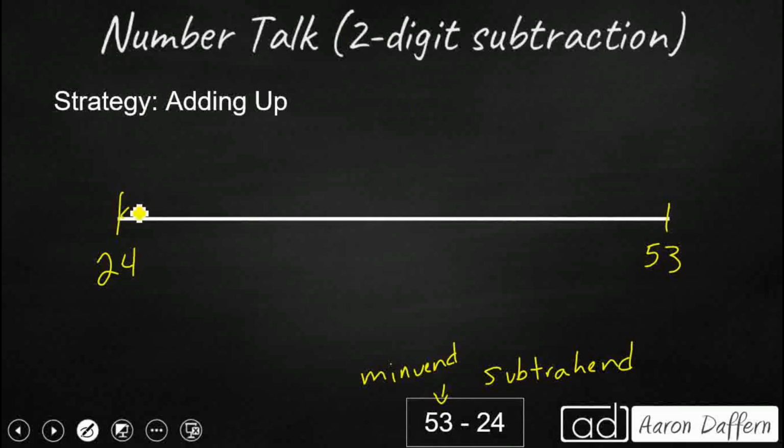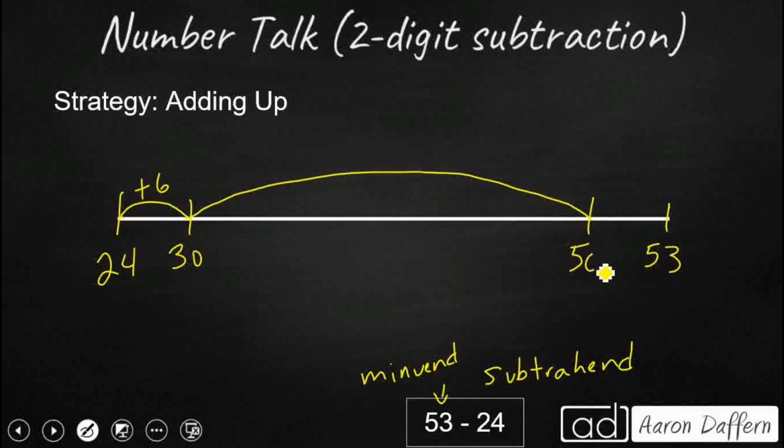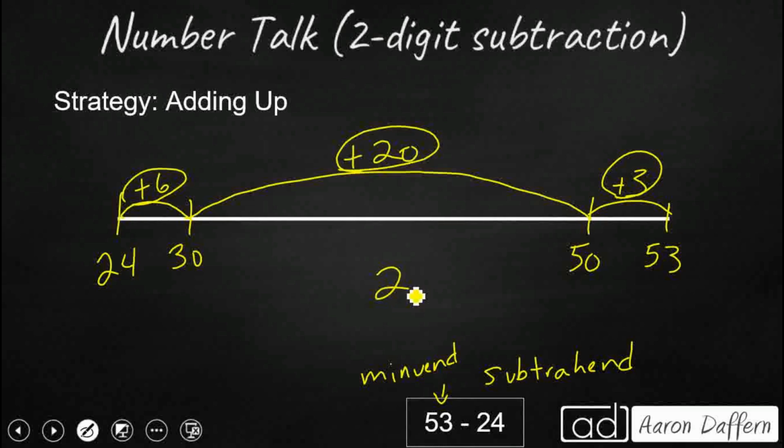We're going to add up in chunks. So first let's get up to our next 10. So if we add 6 to 24, we're going to get to 30. Then we're going to take a big jump here. Let's get to the closest 10 we can get to without going over 53, and that's going to be 50. If I were to go 10 more, that's 60. That's too big. So that's going to be a jump of 20, because 30, 40, 50. There you go. That's a difference of 20 there. And then a little tiny jump of 3. So if we add all this together, we've got a 6 and a 20. That's 26. Add 3 more, 29. So hopefully that's the difference you came up with when you subtracted these two in your head.